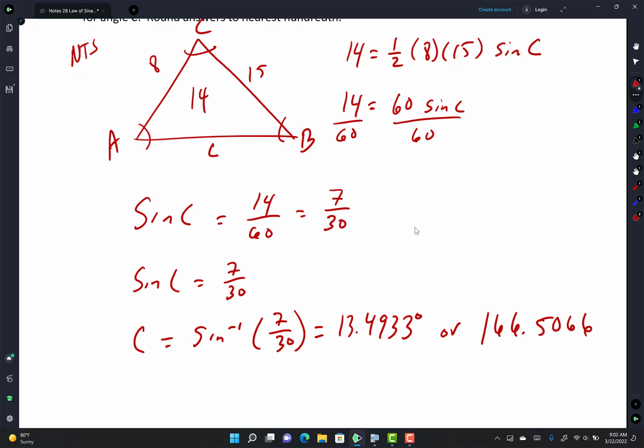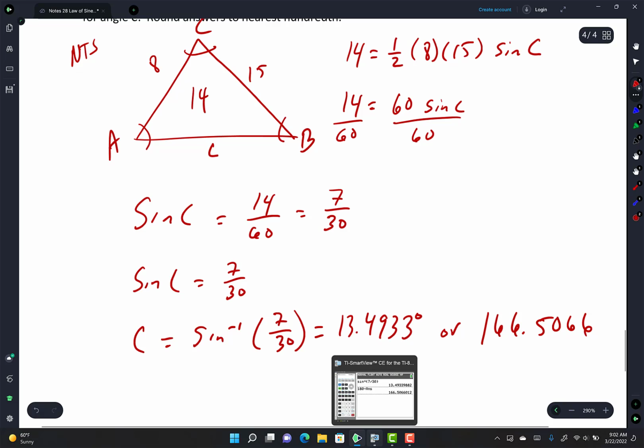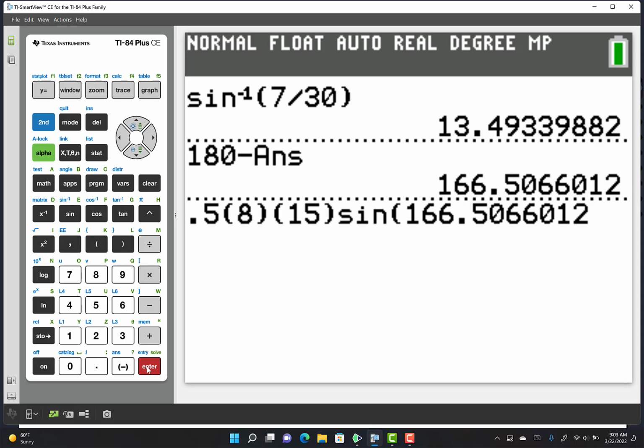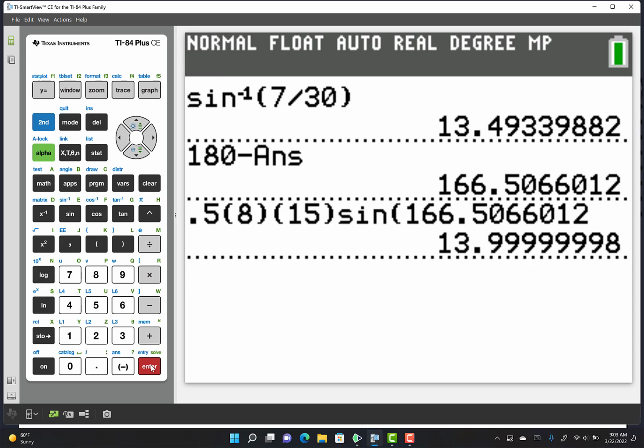So let's see if this really does work. I want to see if I get the area of 14. So I'm going to write 0.5 times 8 times 15 times sine of the 13 angle. Obviously, the 13 is going to work, but we'll still test it. If I push enter, this better give me 14, because it is my area formula, guys. Well, there's funny rounding going on because I didn't store this to memory. Because it's using the rounded value, it's 13.999999998. Is that 14? It's 14.